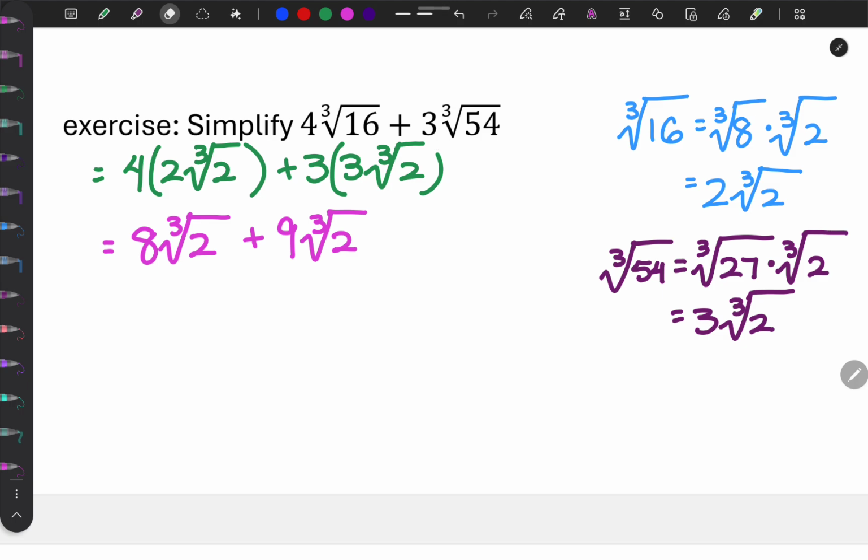And now that we have our like radical terms, we can combine the coefficients. 8 plus 9 is 17. So our simplified version is 17 times the cube root of 2. And that is our fully simplified answer.